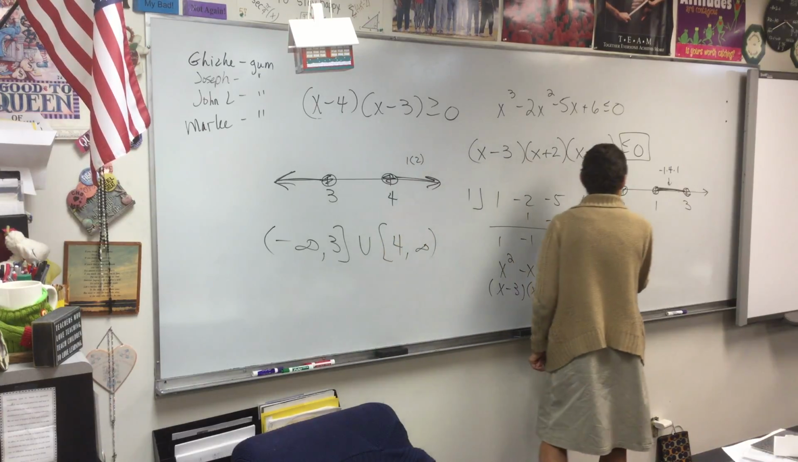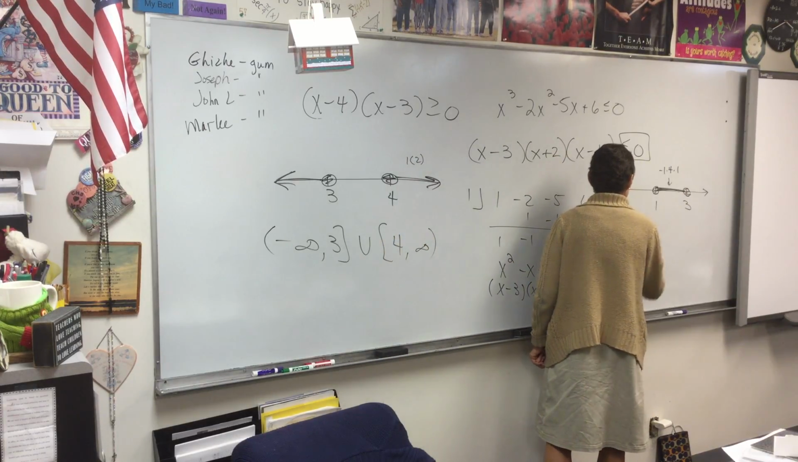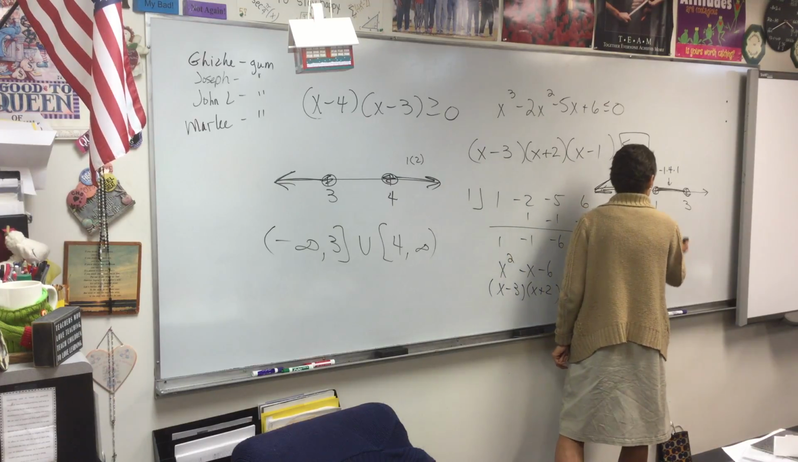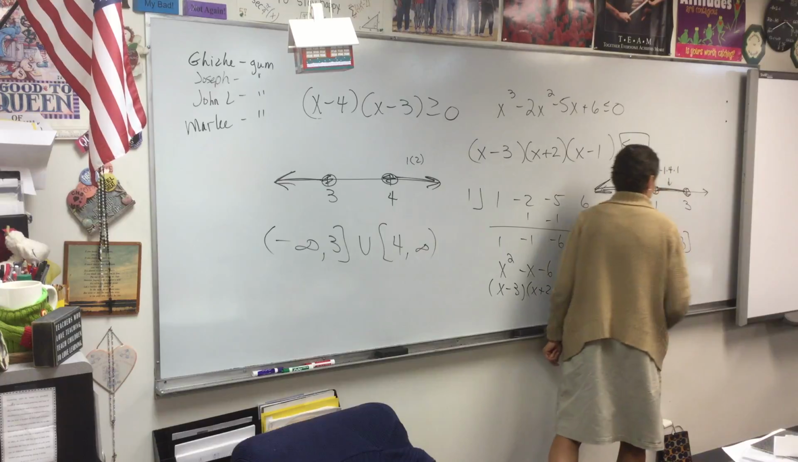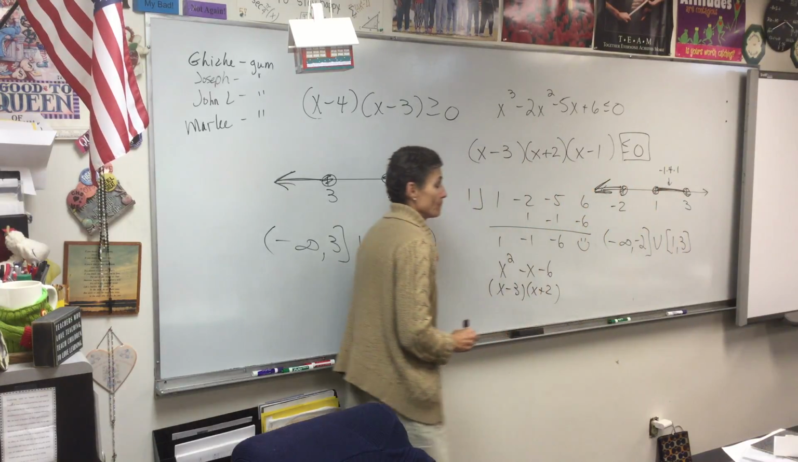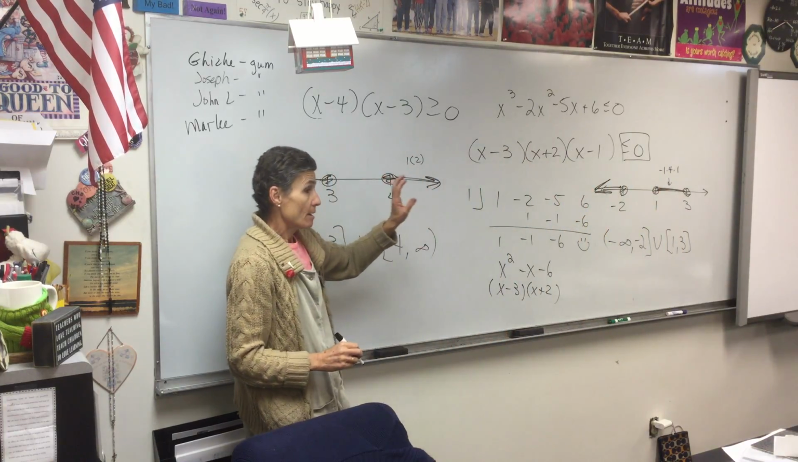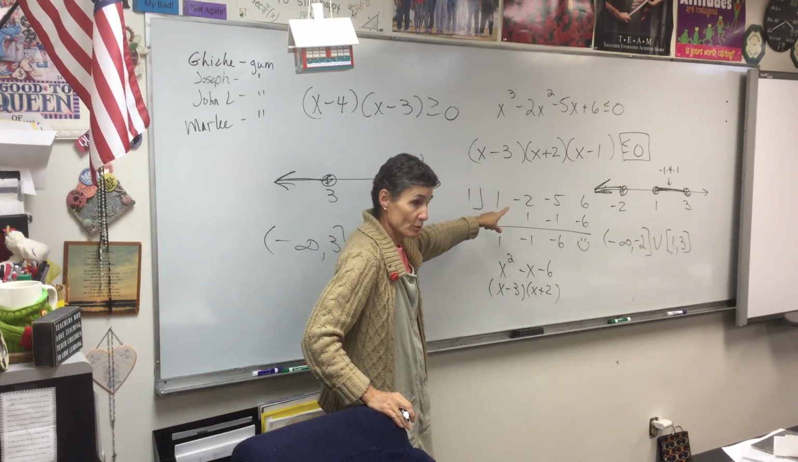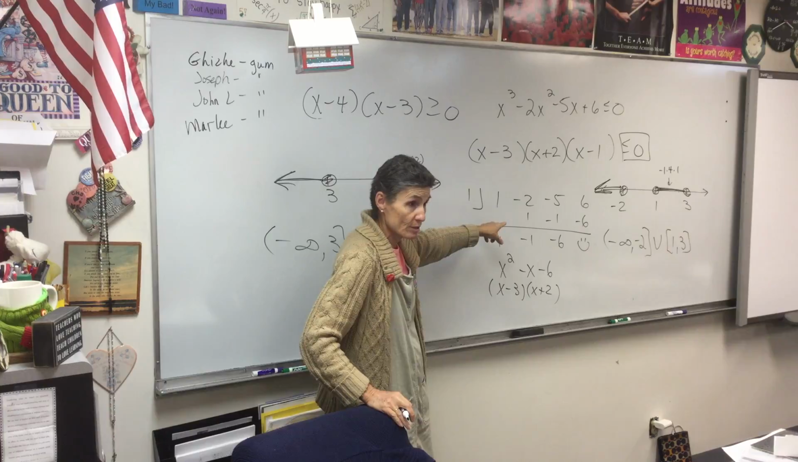So negative infinity to -2, and that -2 is bracketed, or 1 to 3. Now, there won't be one that complicated on the quiz tomorrow, but there will be on your test. You'll have to be able to do that on your test.